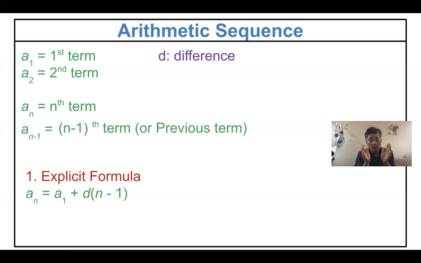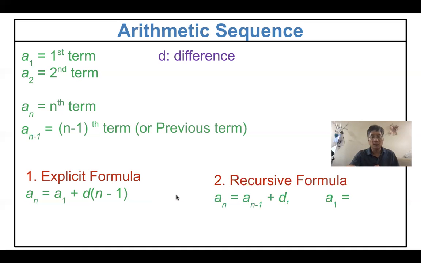So n-1, one less than the nth term, that many times you add the d. That's why you get the formula like this: A1 plus d times (n-1). Why do you multiply d by n-1 to get the nth term? Because you add d n-1 times, right?